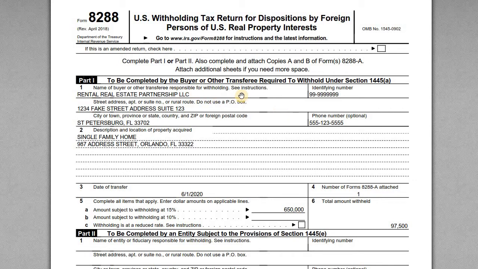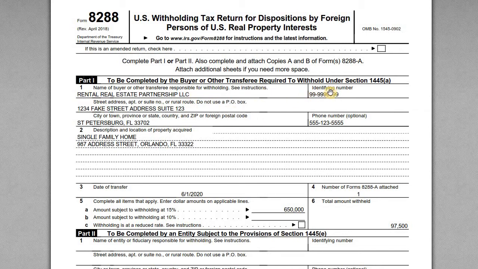So part one, pretty straightforward, right? We have the name of the buyer or the person that's responsible for withholding. So if in this situation it was just a pure cash deal, the LLC is just buying it directly from the seller. If you're using a bank or a title company or there's a broker involved, then maybe that party might be the one doing this. But in this case, the buyer himself or itself, the LLC, is going to be filing it.